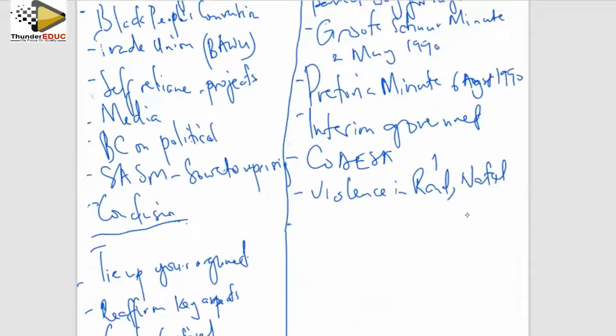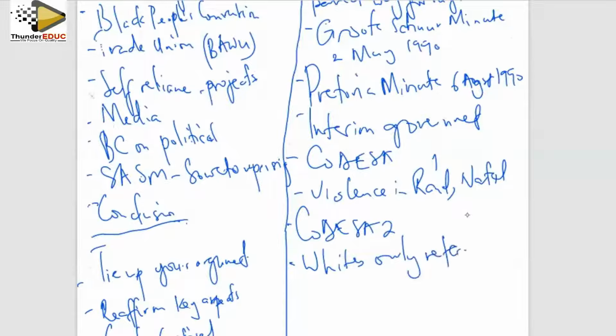Then you go to CODESA number 2. And before that, you can also talk of the whites-only referendum. Before CODESA 2, you can talk of the whites-only referendum, whereby the whites wanted to see if it was relevant for them to continue with the negotiation, and also the impact. It showed that whites were interested in negotiations because they were negatively impacted by the violence across the country.